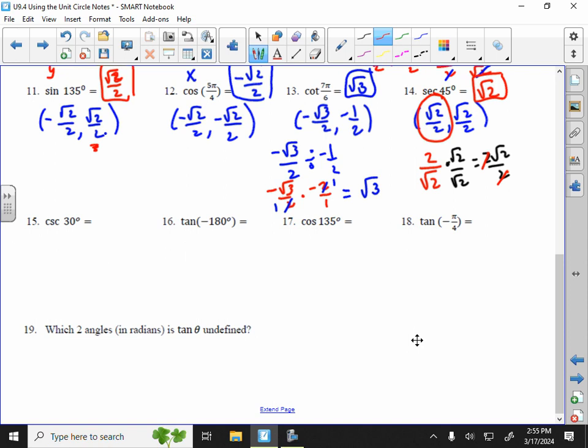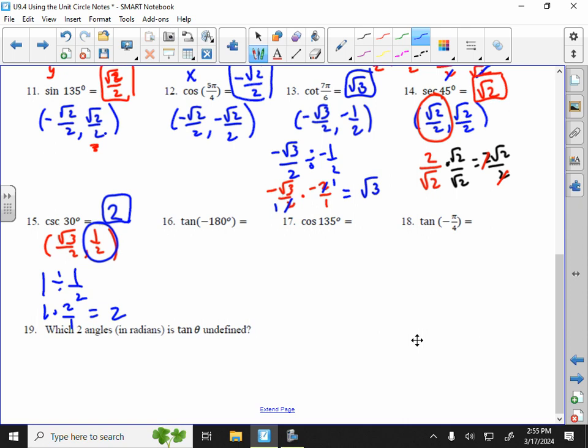All right, cosecant 30 degrees. All right, so the ordered pair for 30 degrees is root 3 over 2, comma, 1/2. Cosecant is the reciprocal of the sine, and the sine is the y coordinate. All right, so we take the y coordinate and do the reciprocal. The reciprocal of 1 over 2 is 2 over 1, which is 2. Now you could also do 1 divided by a half, okay, and then 1 times 2 over 1, and you still get 2.